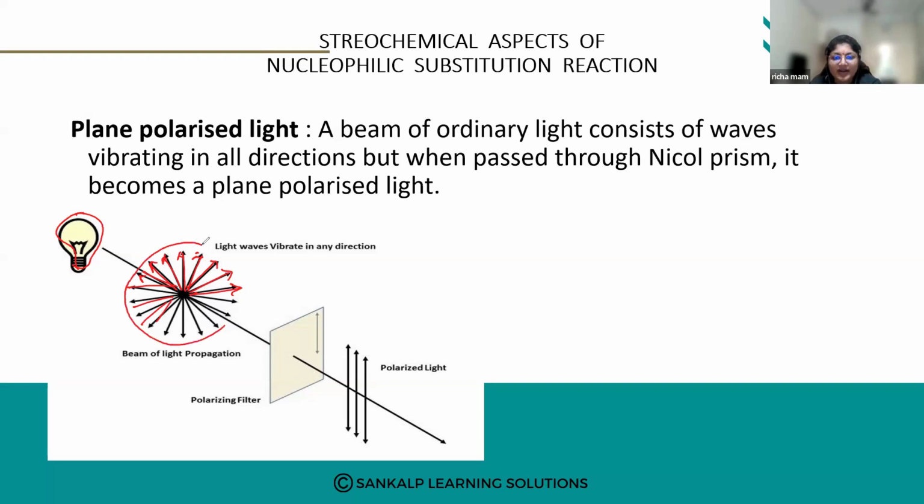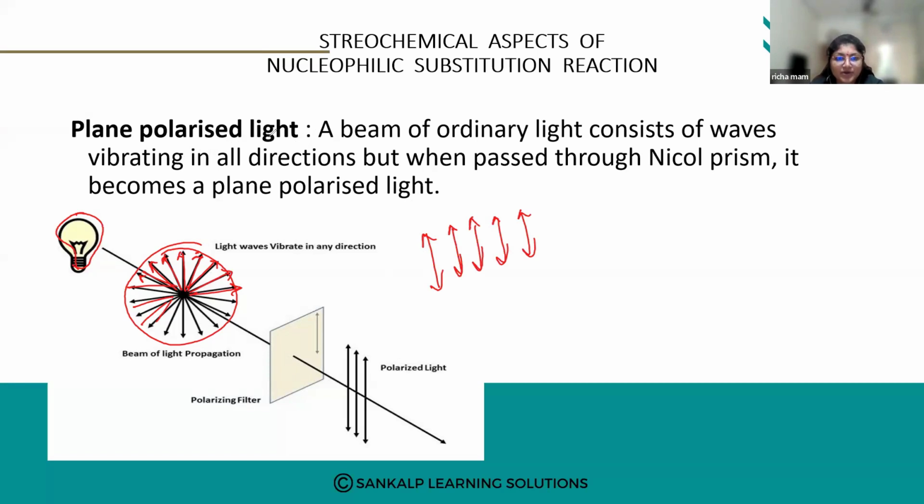Now this beam of light which has fallen from the bulb, consisting of waves vibrating in all directions, is passed through a nickel prism. Okay, the nickel prism is a polarizing filter. What it does with the light waves vibrating in all directions is make them plane polarized. It makes them travel in only one polarized plane. So this is called plane polarized light.